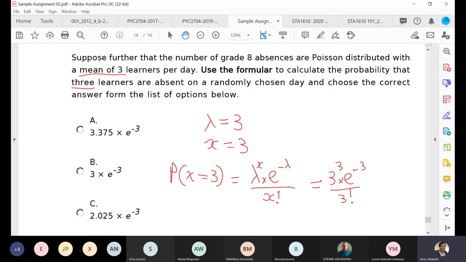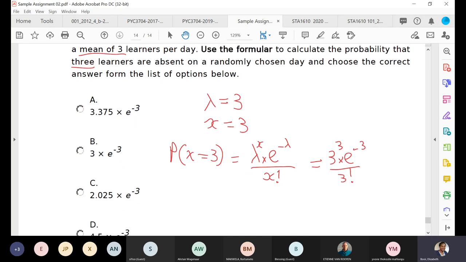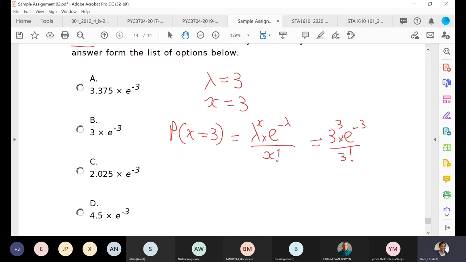So let's look at the answers that we have here, if any of them has the same as what we have. It means we need to do more. Doing more means we need to simplify this. What is 3 to the power of 3? 3 times 3 times 3 is 3 times 3 is 27. E to the power of minus 3, and 3 factorial is 3 multiplied by 2 multiplied by 1, which is 6.